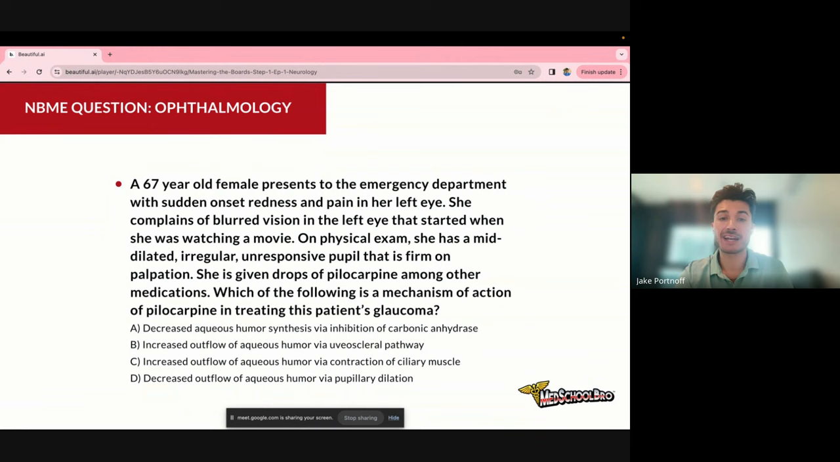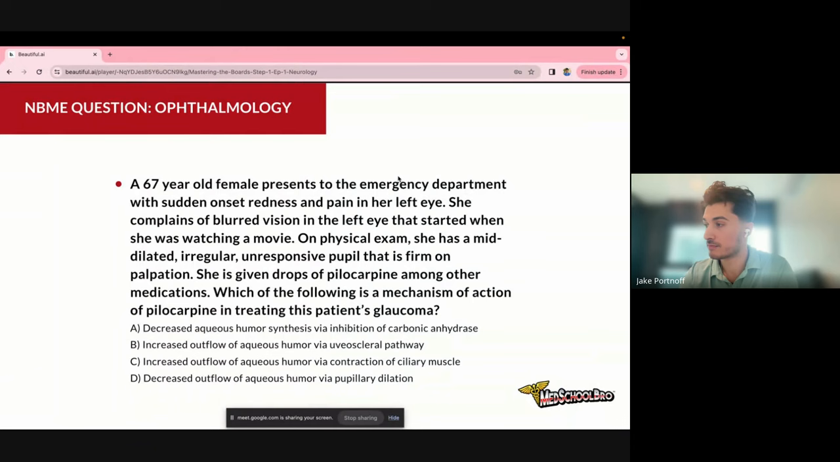So we have a 67-year-old female who presents to the emergency department with sudden onset redness and pain in her left eye. She complains of blurred vision in the left eye that started when she was watching a movie. Physical exam: she has a mid-dilated, irregular, unresponsive pupil that is firm on palpation. When given drops of pilocarpine, among other medications, what is the mechanism of action of pilocarpine in treating this patient's glaucoma?